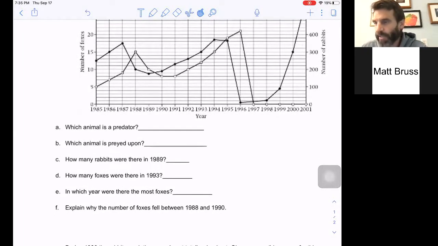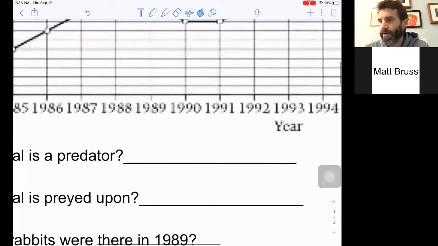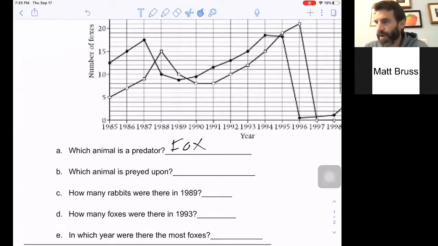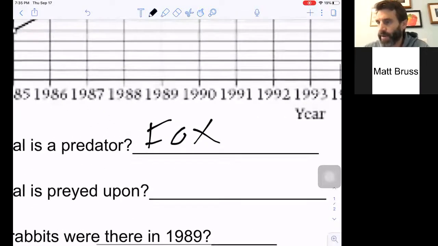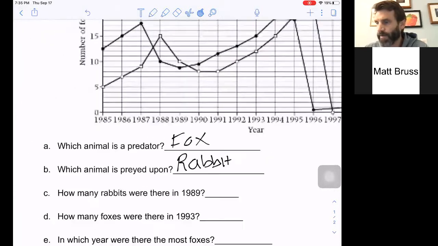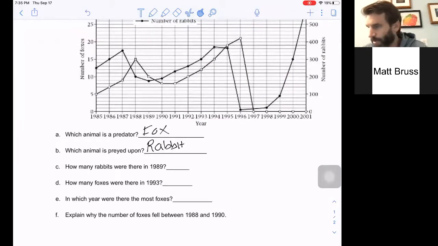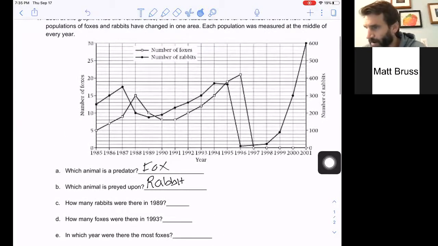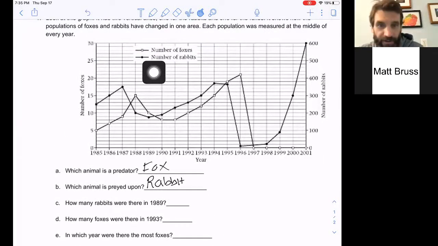So which animal is a predator in here? Well, we know that the predator in here is the fox, right? The fox. And which animal is preyed upon? Well, we know the prey from this is the rabbit. All right. How many rabbits were there in 1989? So we know that the rabbits are the closed circles there.